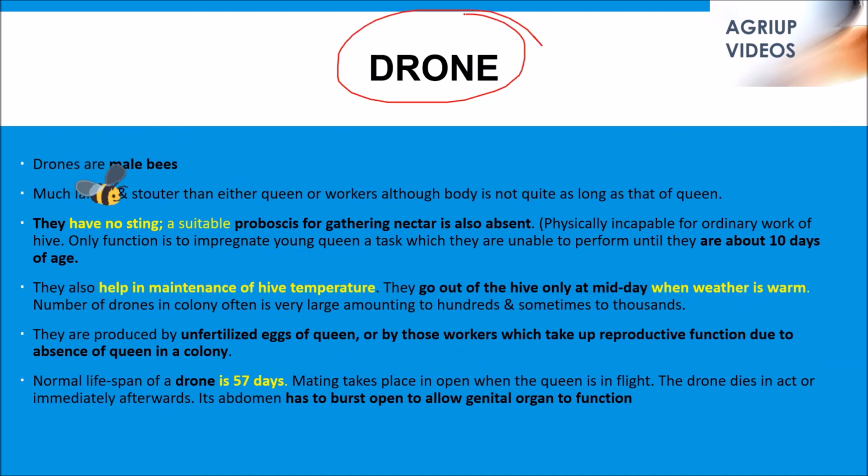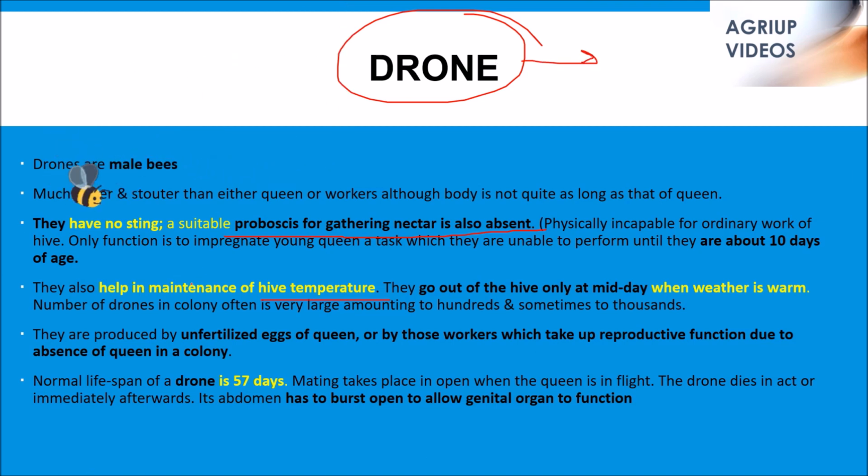They are much larger than the workers. They have no sting. A suitable proboscis for gathering nectar is also not present in them. So they are totally dependent on workers. They need to maintain their hive temperature, so they go out from the hive only at midday when the weather is warm. The number of drones in a colony is very large. The normal lifespan of a drone is 57 days.